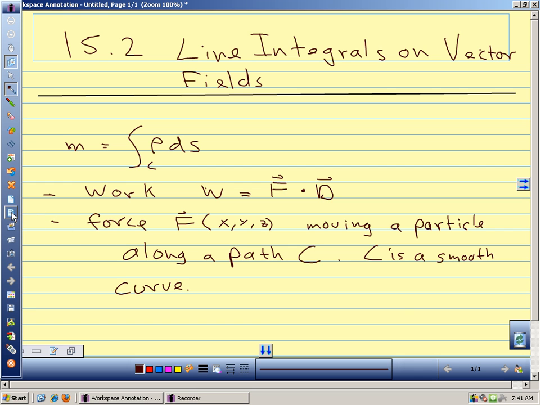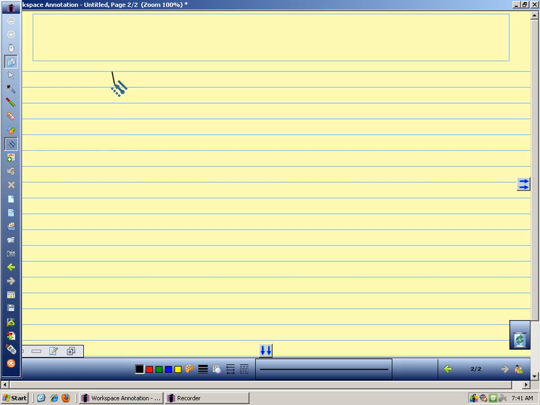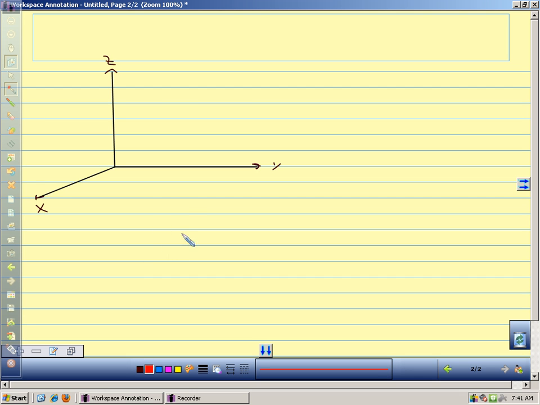So let's draw a picture of what we're talking about. Here are our axes. We have our three-dimensional coordinate system. And we have our curve here in space, some arbitrary curve, and this is C. And we're going to use our argument that should be familiar by now. We're going to start here at P0, and we're going to go to P sub n. This is the path that we're interested in. And we're going to divide this into little intervals.